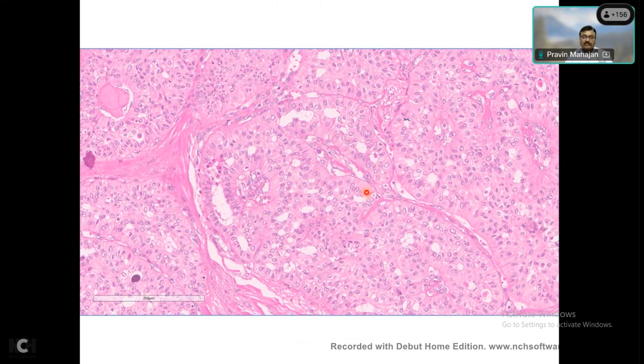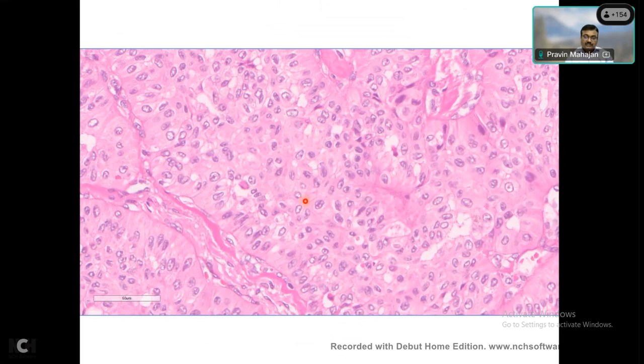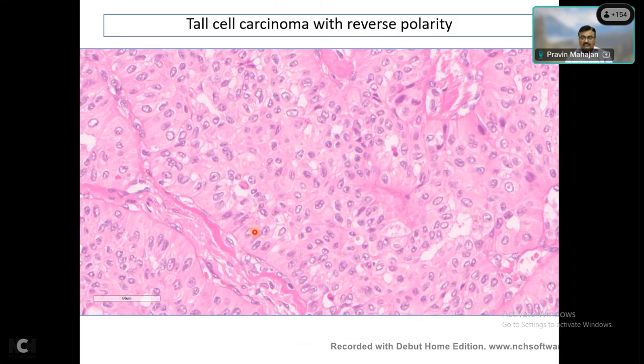So it is composed of nodules. It has thin fibrovascular septae, and then columnar morphology. The nuclear grade is low to intermediate, and then you have this reverse polarity. If you see carefully, some of the nuclei actually show nuclear grooves also, and in some places you might see some clearing in the nuclei also. This actually resembles something like a tall cell carcinoma of the thyroid, but it is in the breast. It is called tall cell carcinoma with reverse polarity.